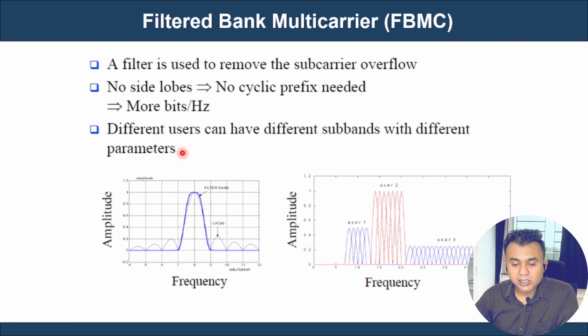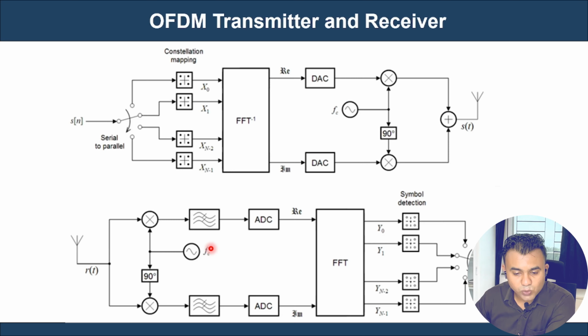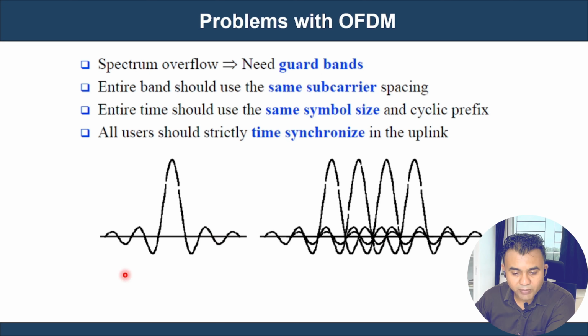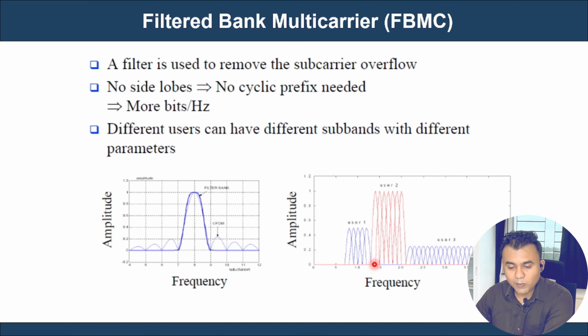And different users can have different subbands with different parameters. Such as, let's say here this is my actual signal, a single OFDM carrier. You can see this is my single OFDM carrier. What I'll do is I'll pass it through a particular filter and cut down these two side lobes, or you can say that overflow. So now what I get is this clean signal, and I can just multiplex this in this way.